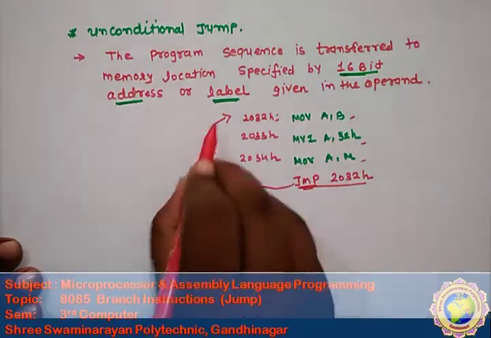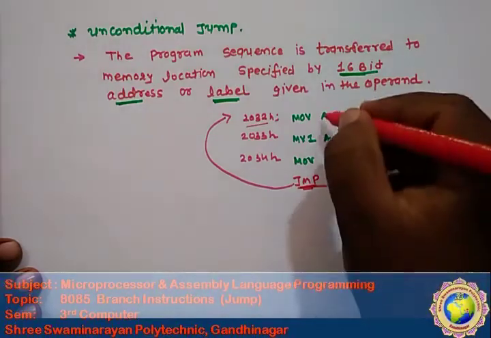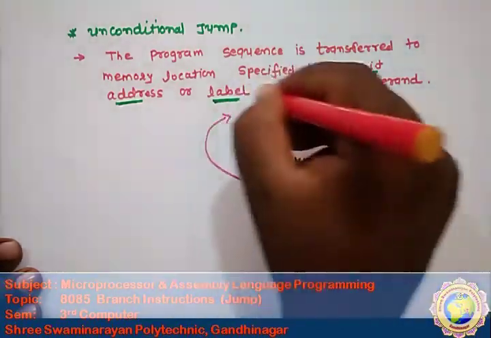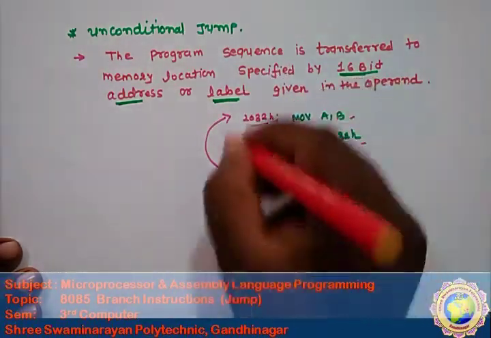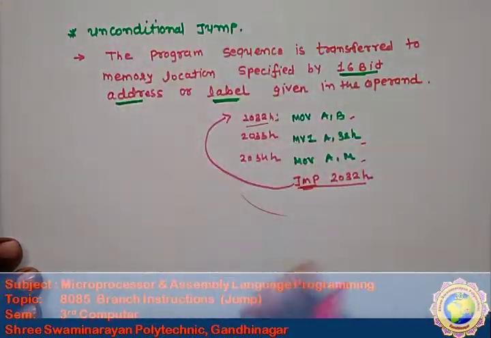That's why it is transferred to this 2032H. Again first, second and third, again it jumps, again it jumps, again it jumps. So the branching occurs continuously.